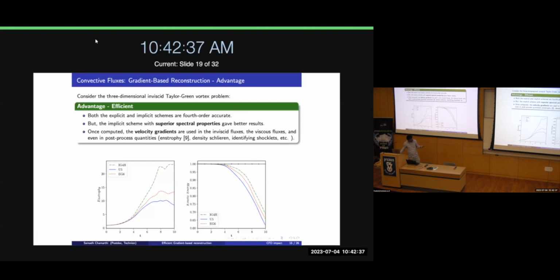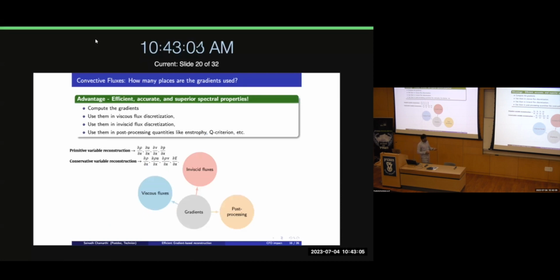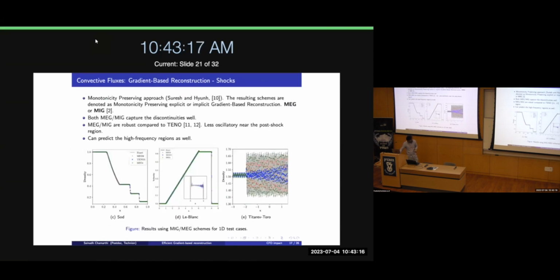So once you have computed the velocity gradients, they're used in the viscous fluxes. You can also use them in post-processing quantities. Like if you want to compute the entropy, the gradients are used. If you want to compute the density Schlieren, you have the gradients already available. If you want to identify the shocklets in your mixing layers, they're already available. I have seen papers where people compute the gradients to identify the shocklets in their mixing layers. So that can also be used. You compute once and use them in several places. This is quite different from what other people have done in the literature. This is why it's an efficient method.